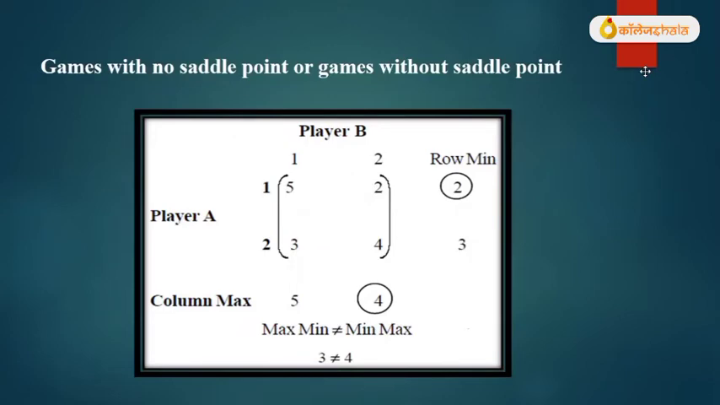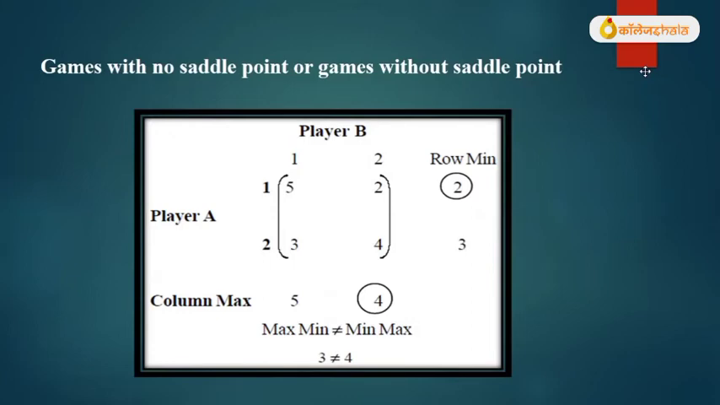If you see very attentively, there are row minimums from A1 and A2, 2 and 3. Which one is the minimum? 2. Okay. If you calculate the column max, 5 and 4, you see here the maximum value is not equal to the minimax value.